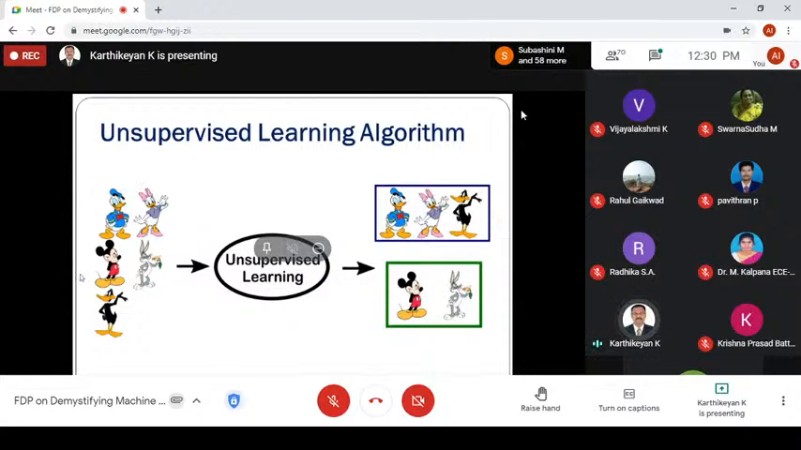This data is not given with any label. So it is given to that algorithm. So this algorithm learns by itself, and it separates two groups. One is all the ducks in that given data set, and all other animal cartoon pictures are taken outside. So these types of groups came as an output from this unsupervised learning. This is one simple example.